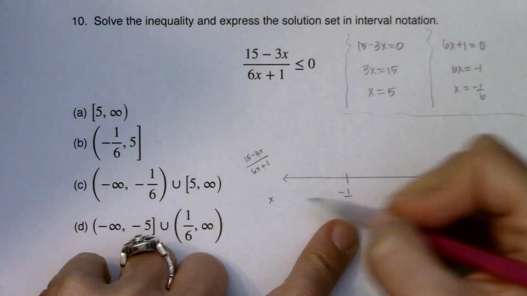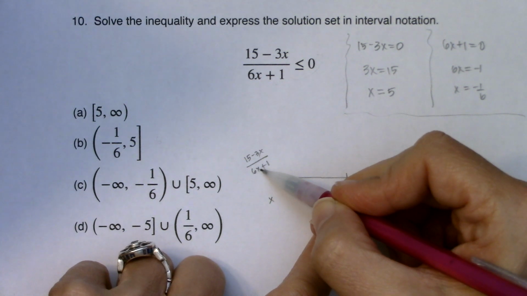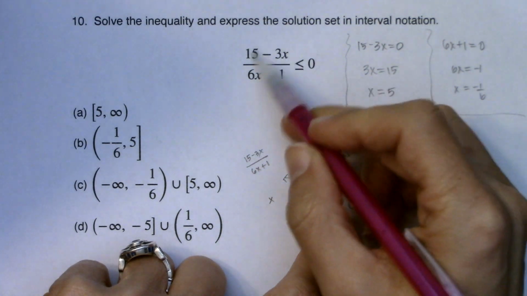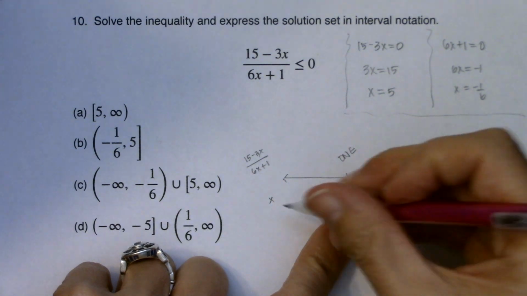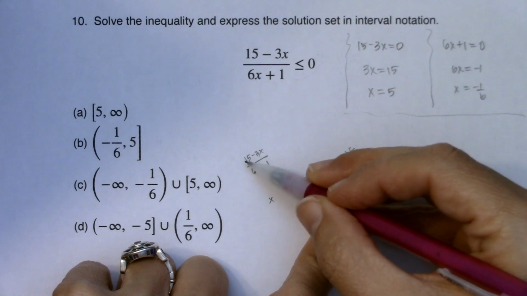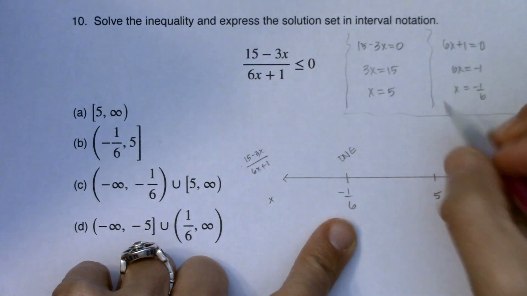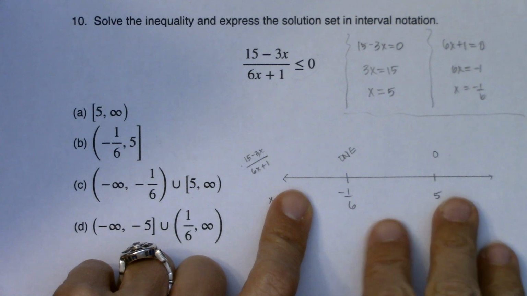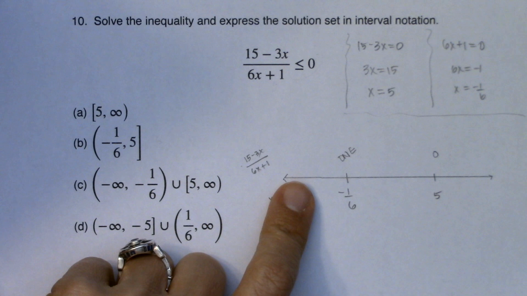When x was negative 1/6, that made this expression have a 0 in the denominator, and you can't have a fraction with 0 in the denominator. That fraction's value does not exist. When x was 5, the value of this rational expression was 0, because 5 zeros out my numerator. And anytime you have a fraction where the numerator is 0, that fraction itself is 0. All right, so then we can use test points or lead coefficients and see if things alternate.